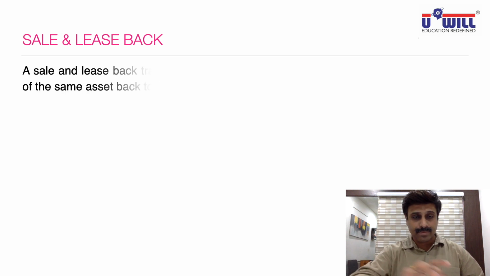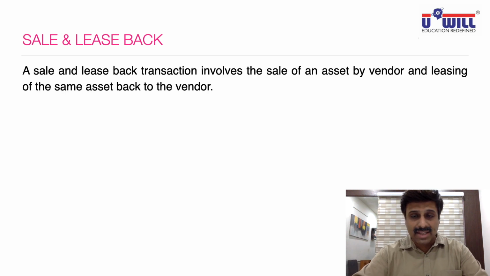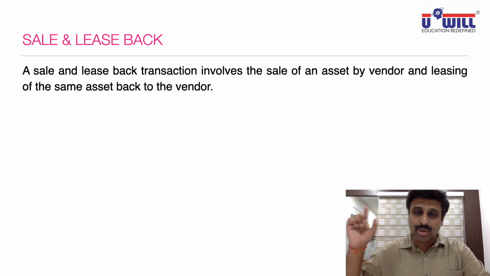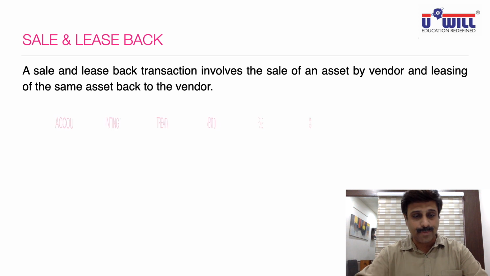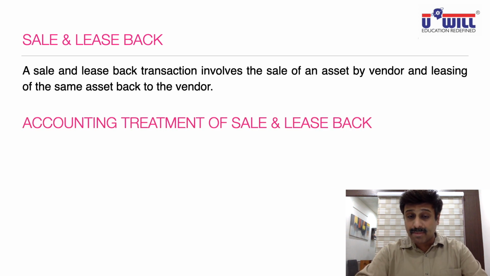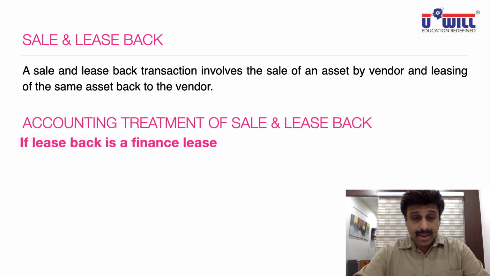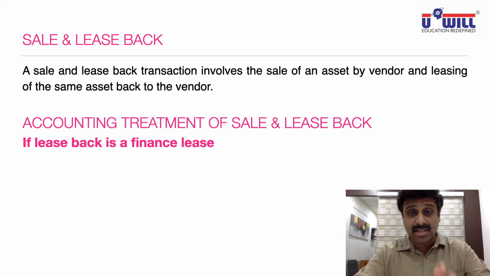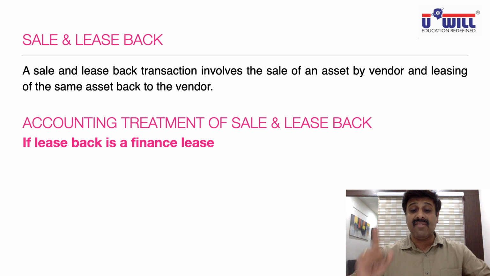Look at it. A sale and leaseback transaction involves the sale of an asset by the vendor and leasing of the same asset back to the vendor, as I explained to you. Now, accounting treatment of sale and leaseback. If the leaseback is a finance lease, no trouble at all. Very simple accounting it is. If it is finance, problems arise when it is an operating lease.